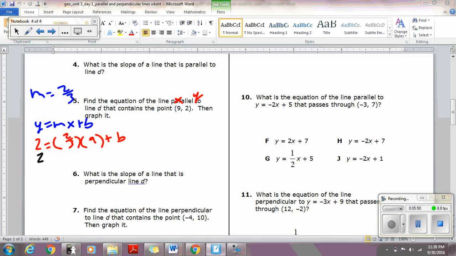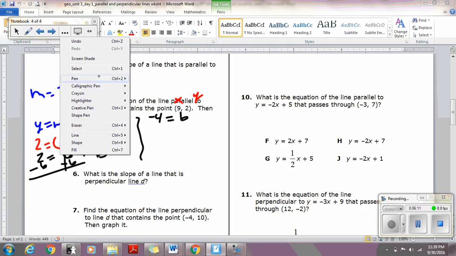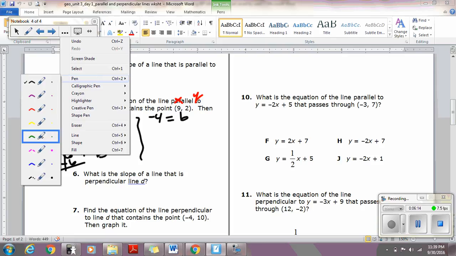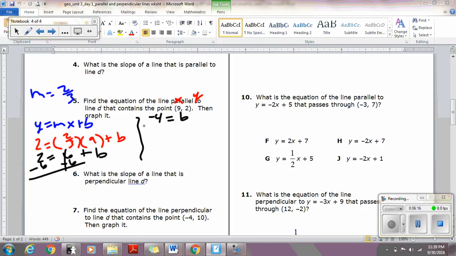So now I'll have 2 is equal to 6 plus b. And then that means I would have to subtract 6 on both sides if I want b to be isolated. So I would get negative 4 equals b. Now that I know what b is, I can write my equation using my slope and the new b I just found. So the equation would be y = 2/3 x minus 4, because b is negative 4.